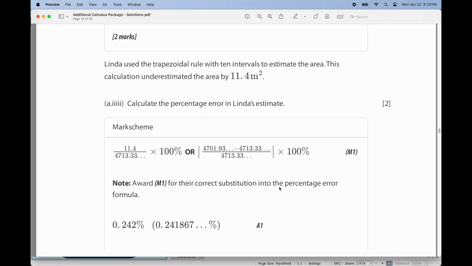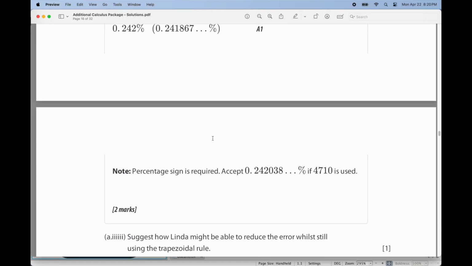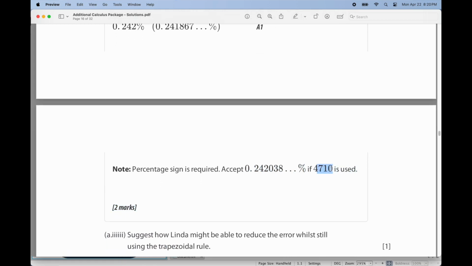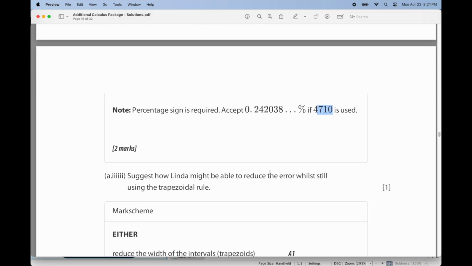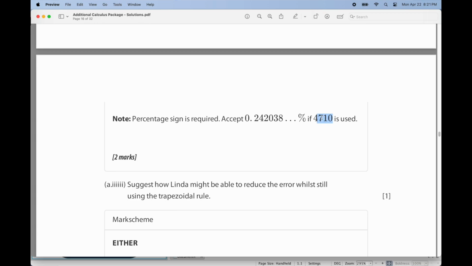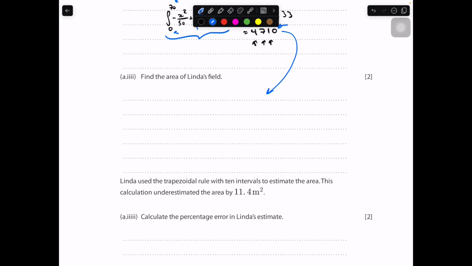Actually, I'm just going to look at the mark scheme here. It looks like they're asking for the exact to be 4713.33333, so not to 3 sig figs. Actually, sorry, just further down, there is the acceptance of 4710 if used, so they will accept either. If we want to use the exact and put a number of decimal points, or if we want to use the value to 3 sig figs. I think it makes more sense to use the exact, but it's nice to know that they're accepting both.